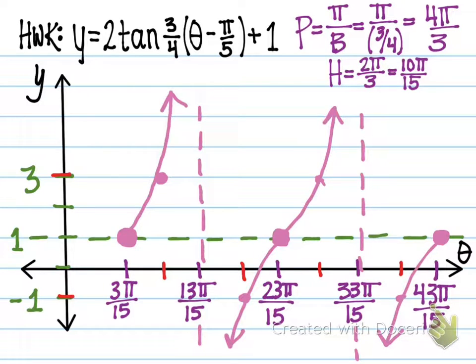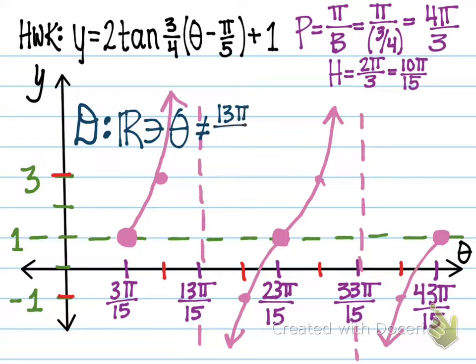So what is the domain going to be of this tangent function? All real numbers such that theta doesn't equal 13 pi over 15 plus 20 pi over 15 n, where n exists in the set of integers.